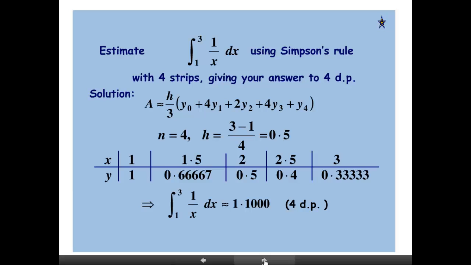And this is what you should have got. So a similar approach, 4 strips, 5 y ordinates, 5 x ordinates, between 1 and 3, so it's going to be a half, isn't it? So we've got 4 strips, so 3 minus 1 over 4 gives us a half. That's our width of each strip. And then we find out the y values, it's 1 over x. And you should have ended up with 1.1000 to 4 decimal places.